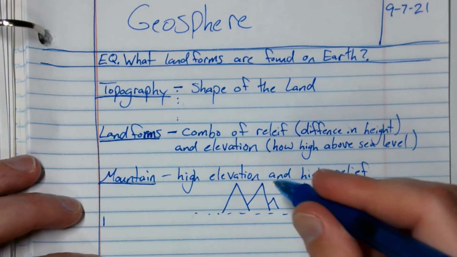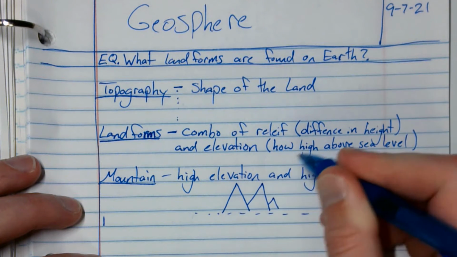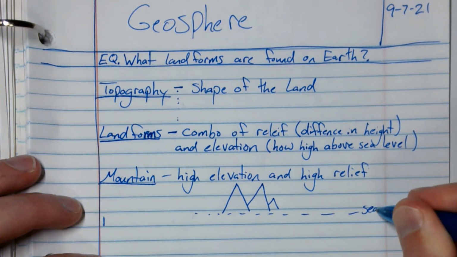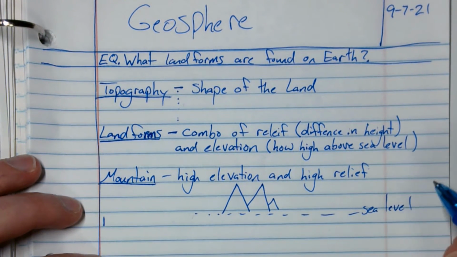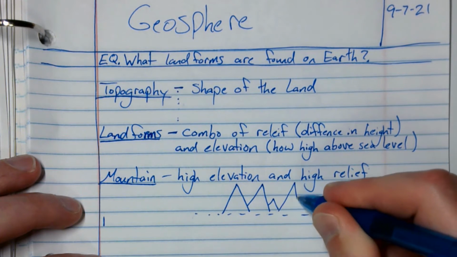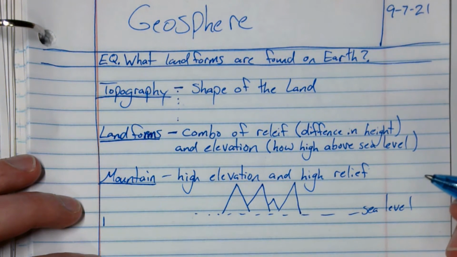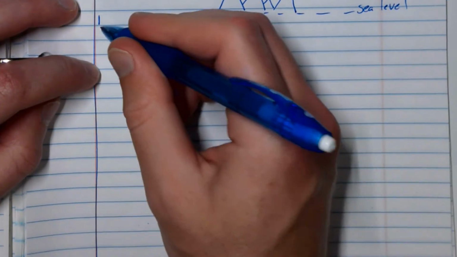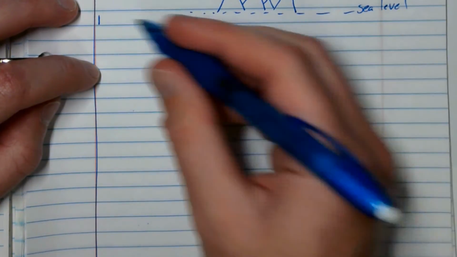So it's steep, but also very tall. So let's just say this is sea level. And it's just going really high. So it's steep. Okay, so our next one is a plateau. Let's put that down one more.